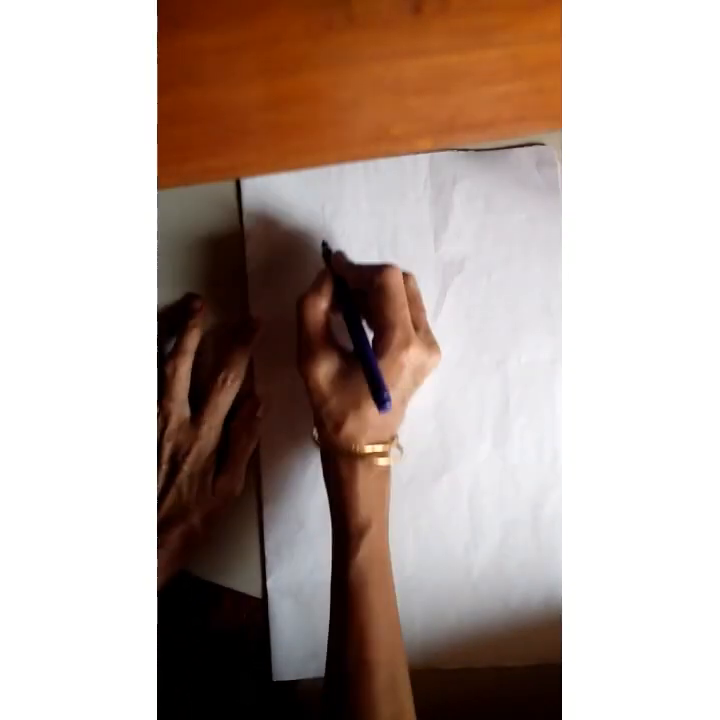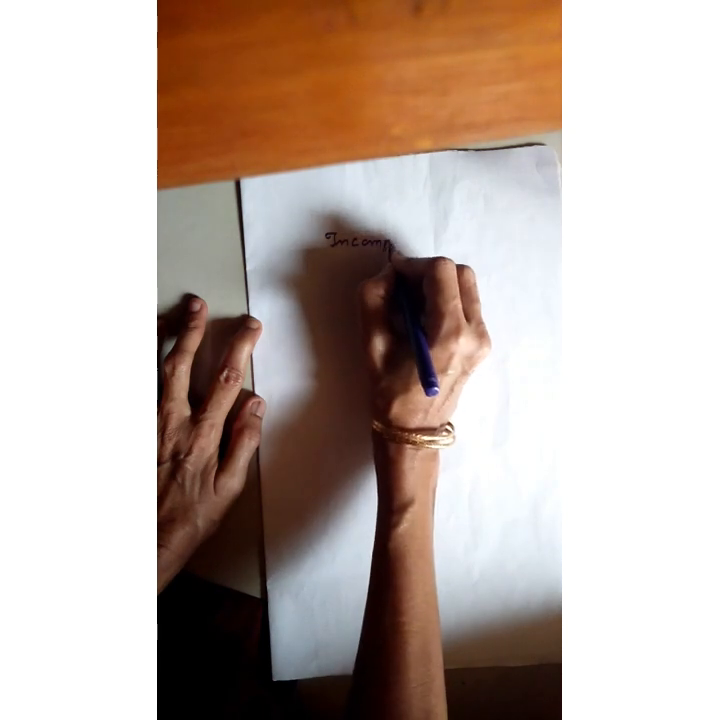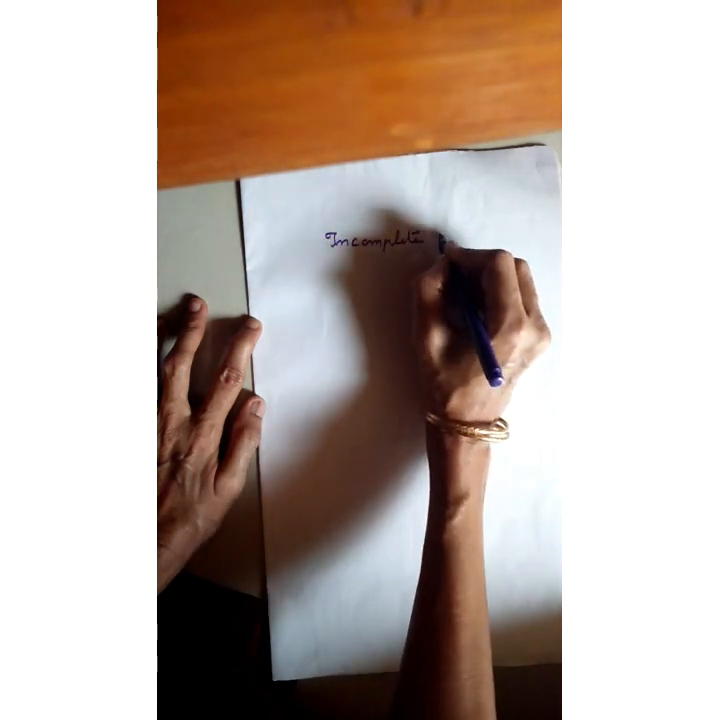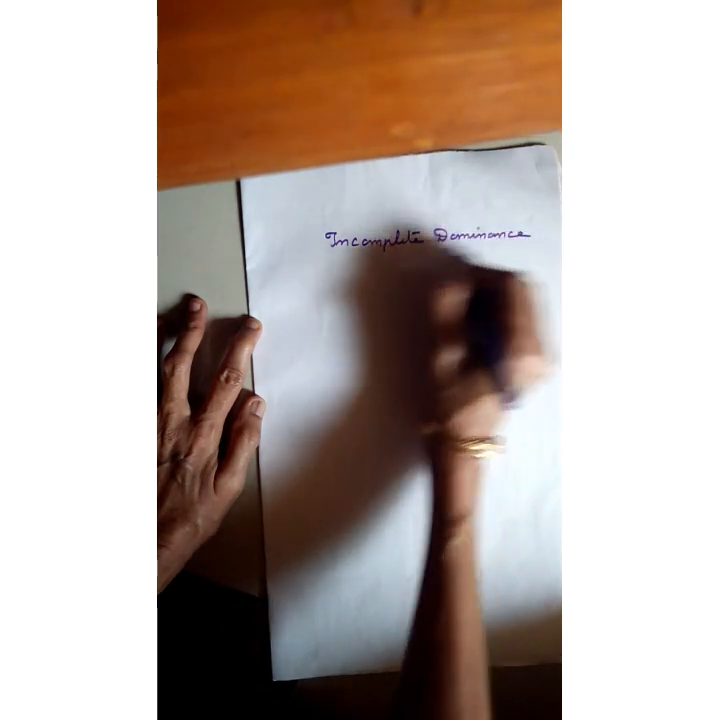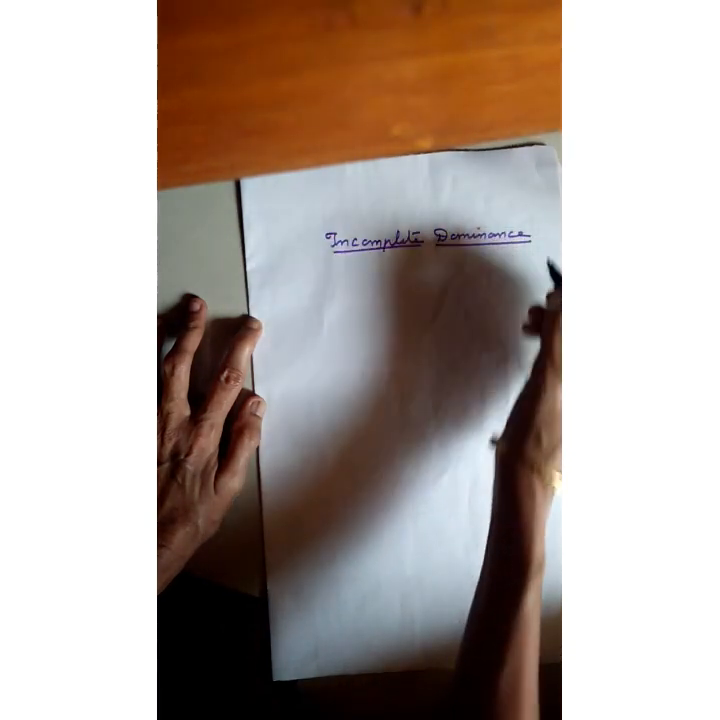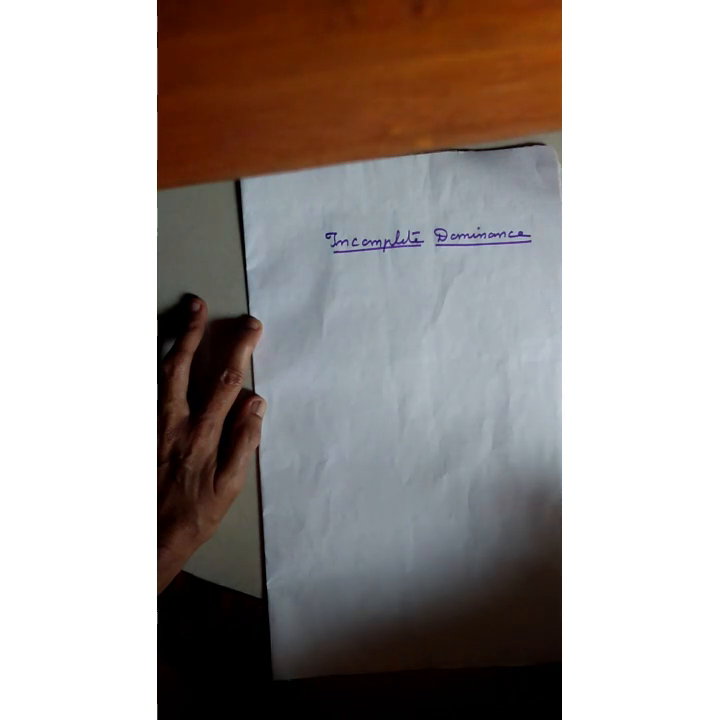Morning, children. Today let us learn about incomplete dominance. Here, the dominant allele fails to suppress or mask the recessive allele completely.